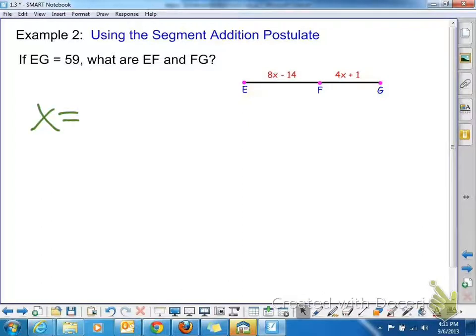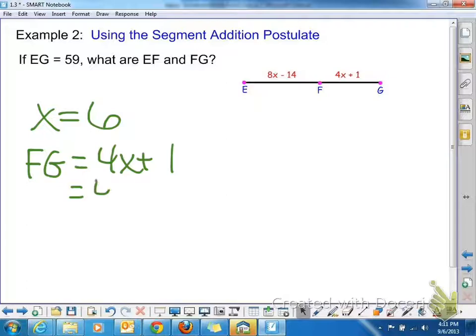X equals 6. We know that FG is equal to 4x plus 1. So if we substitute in the value of x, 4 times 6 plus 1, we're going to get that FG is equal to 25 units.